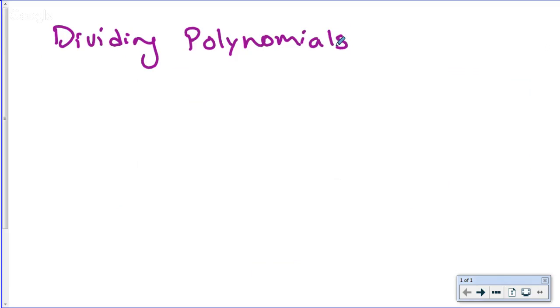Okay, so this was the only operation that we haven't talked about yet. We've done adding, subtracting, and multiplying, but we haven't really got into dividing the polynomials. Before we go into polynomials, I want to review how to divide numbers. We're going to do long division and synthetic division.